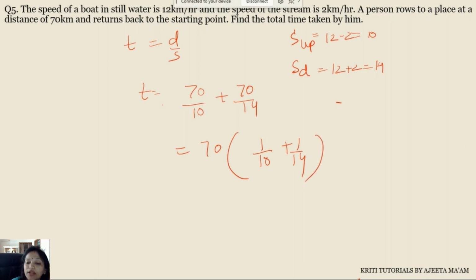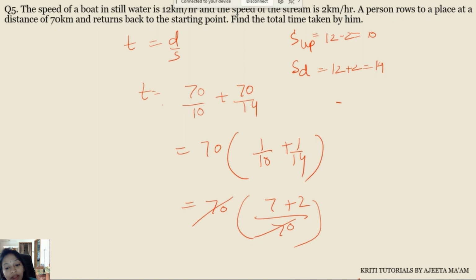What's the LCM of 14 and 10? The LCM of 14 and 10 is 70. Right? So what do you get here? 7 plus 5. Sorry. So that gives you 12 simply. So what's your answer? Total time taken. So total time taken is 12 hours. Right? So the boat will take 12 hours to move.